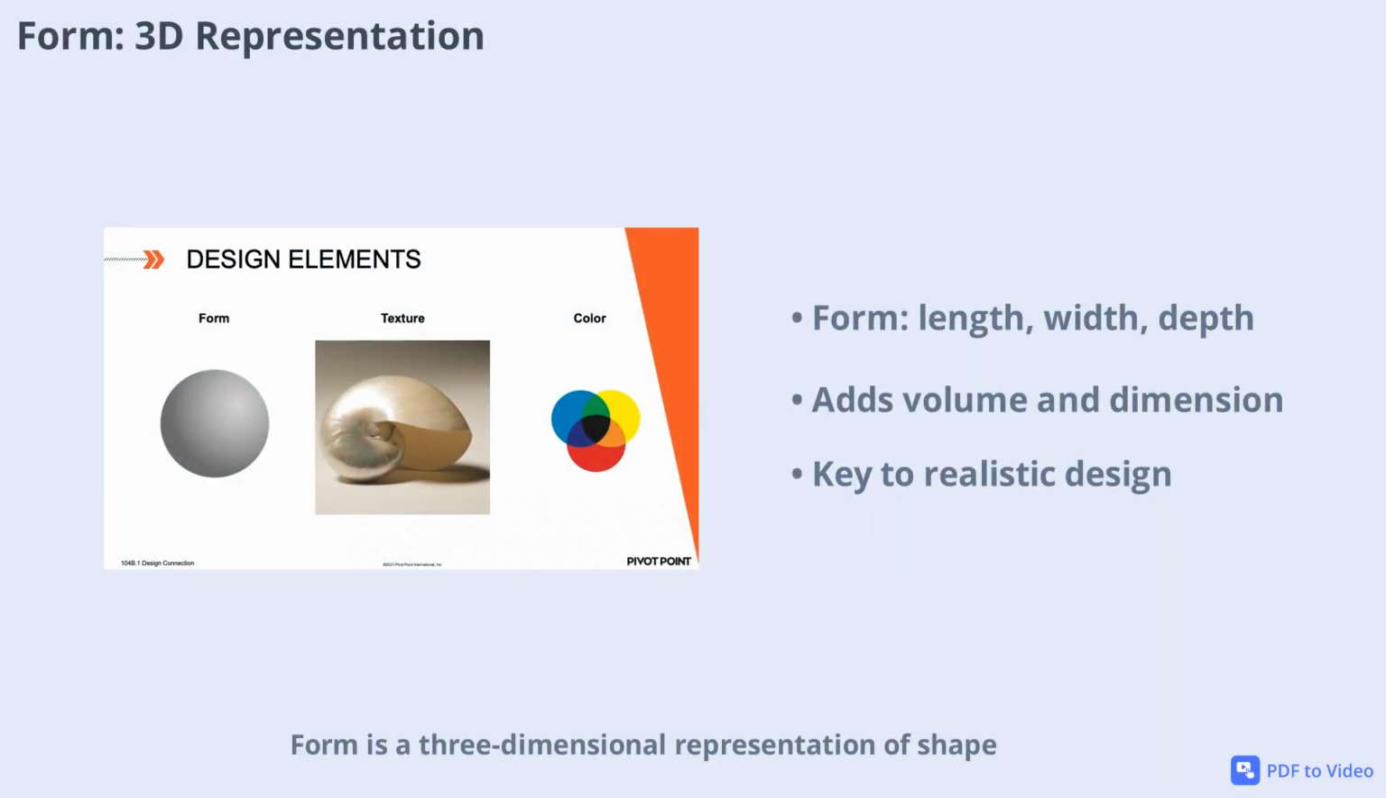Form is a 3-dimensional representation of shape. It consists of length, width, and depth. In design, form gives objects their structure and presence, making them feel real and tangible. Whether you're sculpting hair or designing a building, understanding form helps you create works that have volume and dimension.